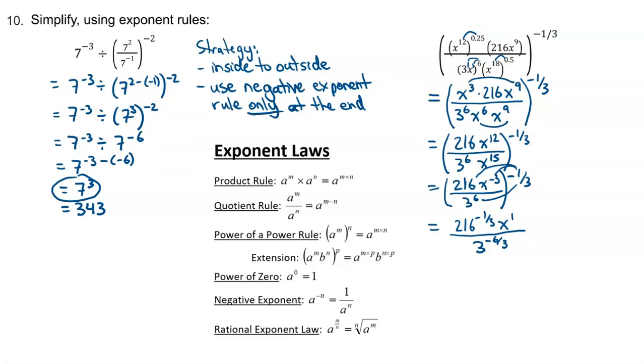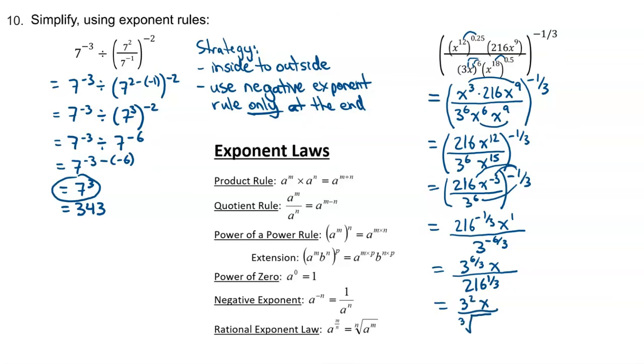So we go ahead and we multiply the negative 1/3 times 1 for the 216, times negative 3 for the x to the power of 1. And then we get negative 6 over 3 for the power of 3. Now that means I'm going to apply the negative exponent rule to the two numbers. I'm going to bring the one that's in the denominator to the numerator and the one that's in the numerator to the denominator, and then apply these.